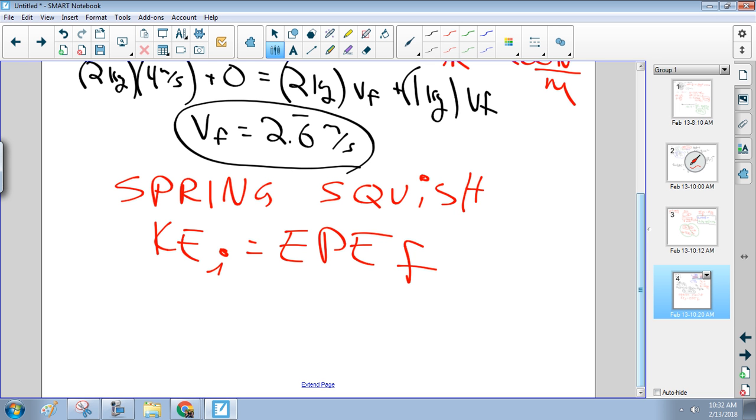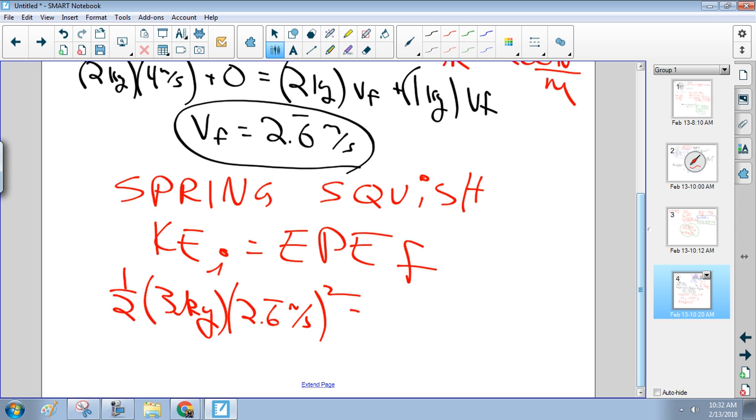Okay, so kinetic energy before the spring gets squished is 1/2, my mass is 3 kilograms, right? The velocity we just found, 2.6 meters a second. Don't forget to square it. So 1.5, I don't know. Does that give you what you got? 10.6, cool. All right, equals 1/2 K, which was 200 Newtons per meter, times x squared, and solve for x.